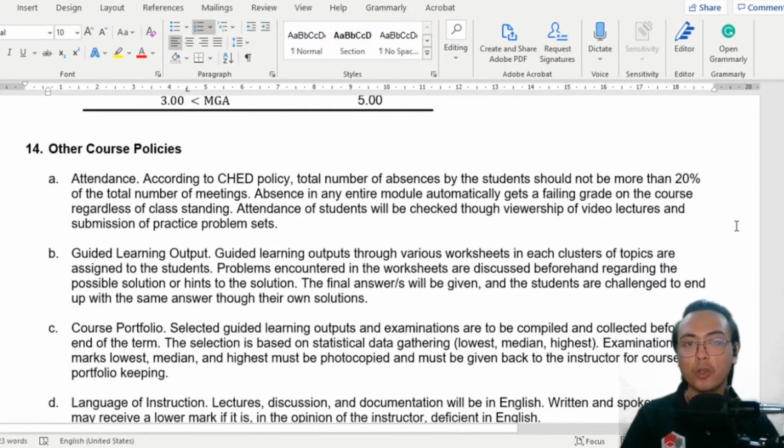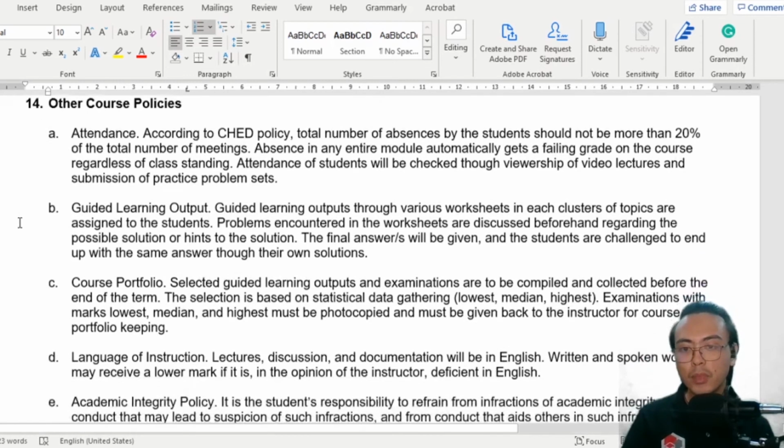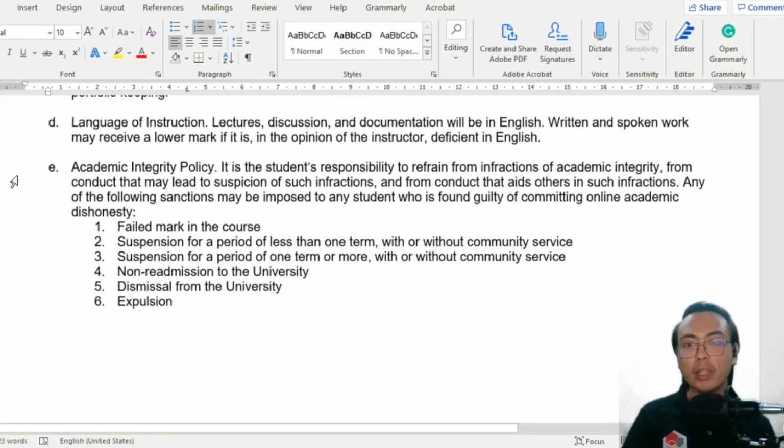Lastly, for our other course policies, I will just highlight the most important ones. First is attendance. As I have mentioned earlier, if you're absent for one entire module, regardless of class standing, you fail the course. Next, the academic integrity policy. Please read this part carefully because if you are in violation of this policy, then you automatically get a grade of 5 in this course.